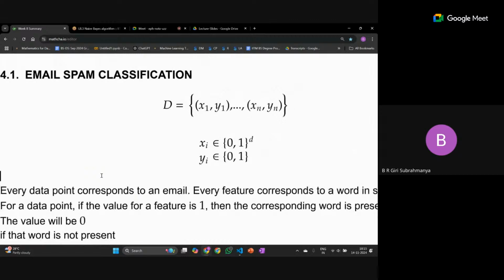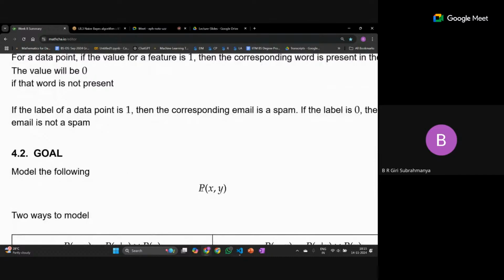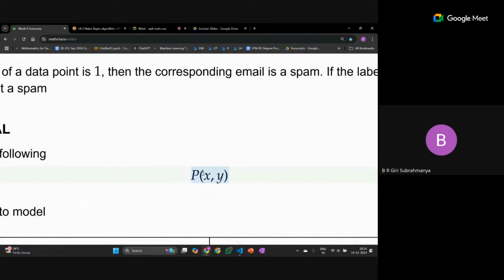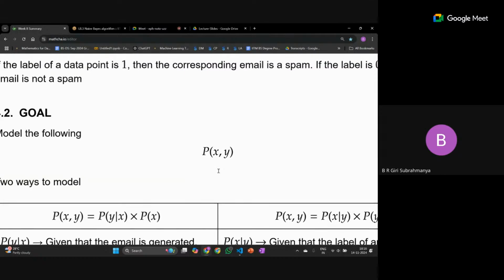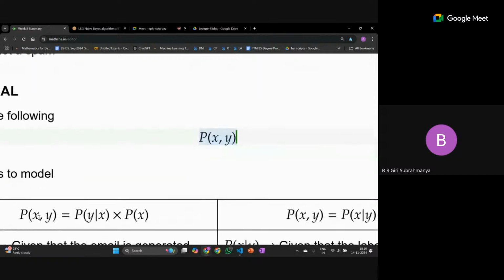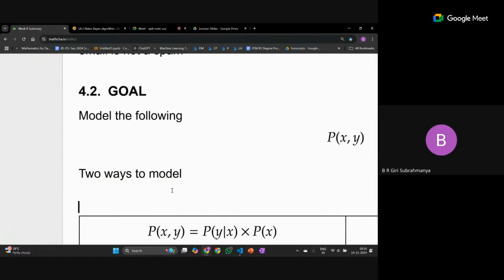Okay, all right, so what we have to do is we have to model this, right? We are looking at a generative model example, right? So what we have to model is p of x comma y. Okay, so this is what we are going to model. Now, this one I showed you earlier, right? So this can be written in two ways. Now p of x comma y can be written as p of y given x into p of x, or it can be written as p of x given y into p of y. Okay, so this comes from the Bayes rule.